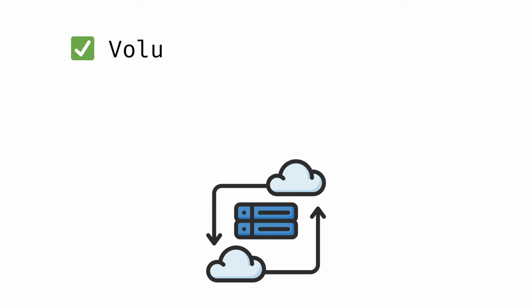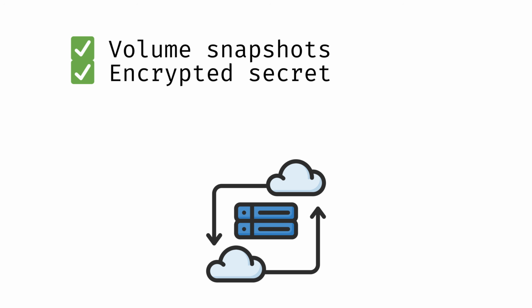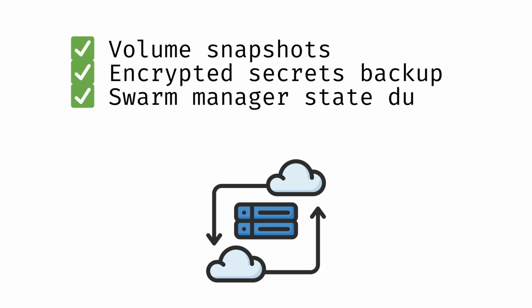A disaster recovery checklist contains volume snapshots, encrypted secrets backup, and swarm manager state dump. Remember, backups aren't optional. They're the difference between a bad day and a total meltdown.